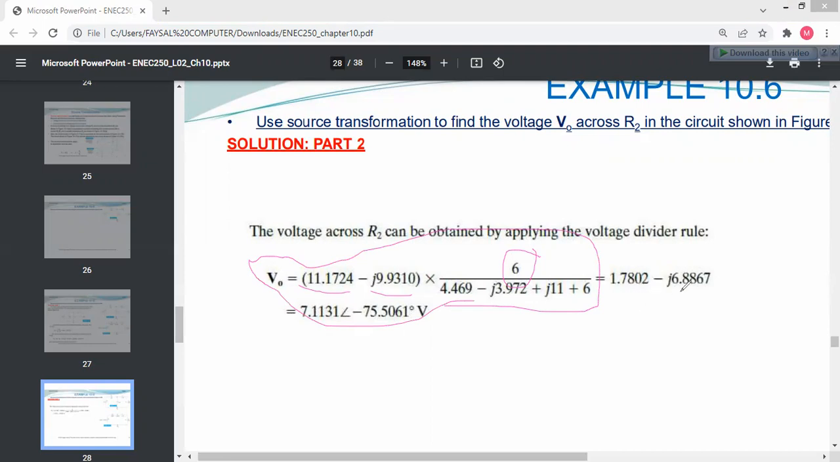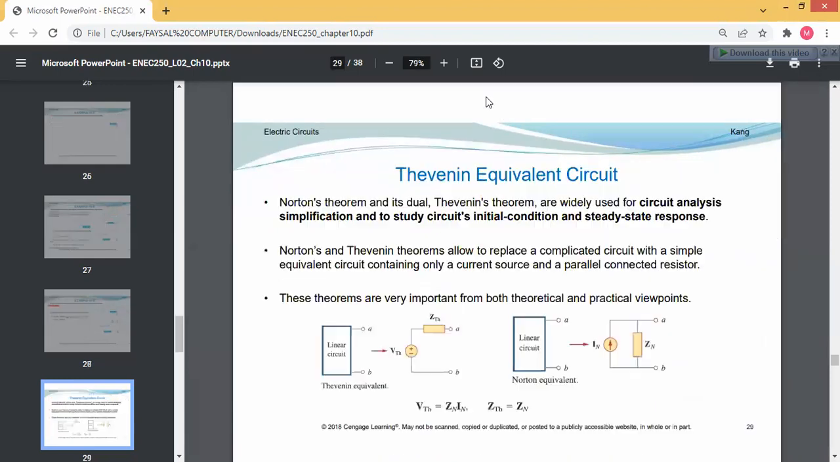After the simplification, my value is 1.7802 minus j6.8867, and converting into polar, it will be 7.1131 with the angle negative 75.5061. So this is the value of V naught for this circuit by using the theorem. Again, moving towards the next part.